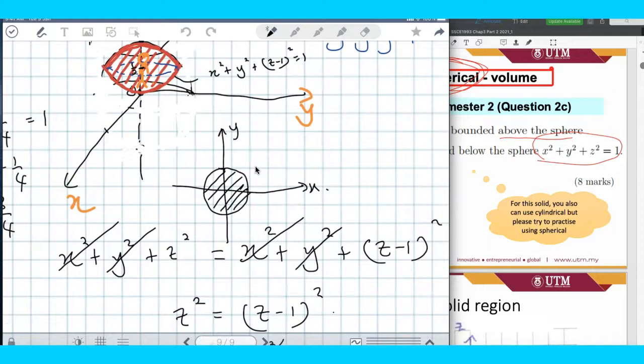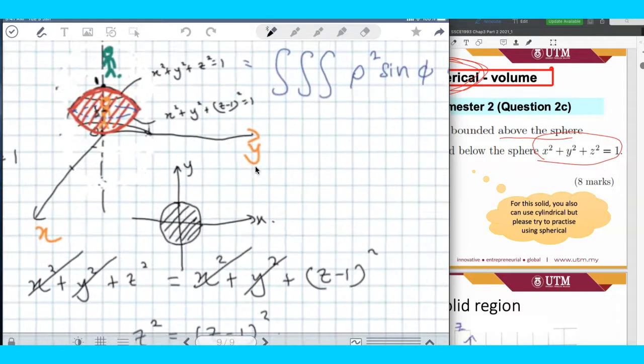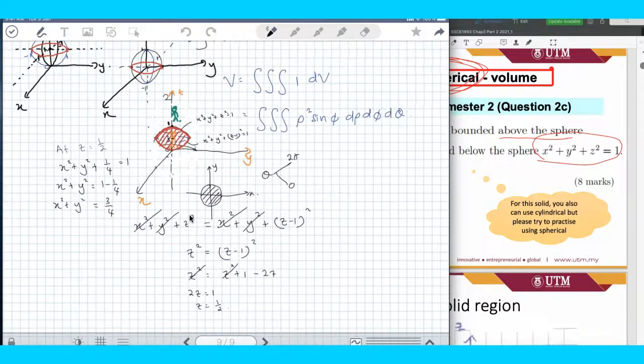Then we can get the theta. If it were an ellipse, you could not get the theta. Because your region here is a complete circle, we don't bother about the r, because we only need the theta. So theta is 0 to 2 pi. Okay, so that is the limit of theta.